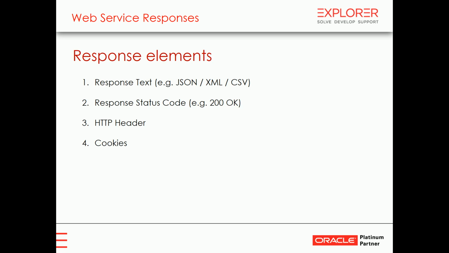The response for an Apex web service is made up of several elements. The main response text, which is typically returned into a CLOB in JSON format, the status code, which is held in the G_status_code global, the HTTP headers, which are stored in the G_headers global, and the cookies, which are stored in the G_response_cookies global.